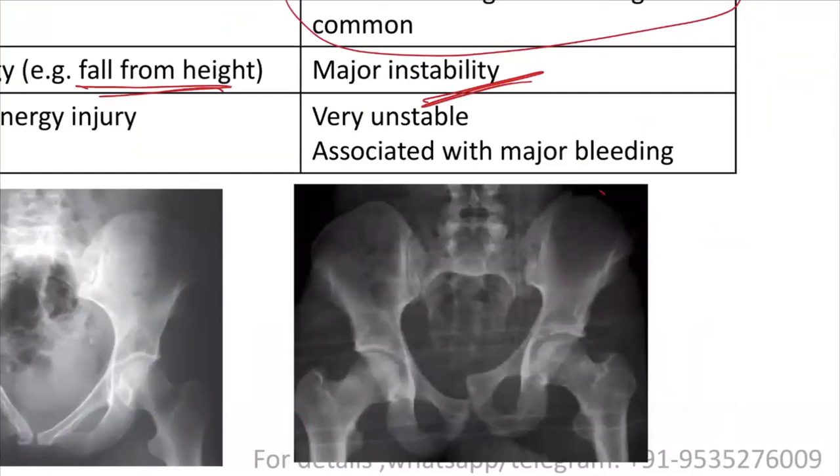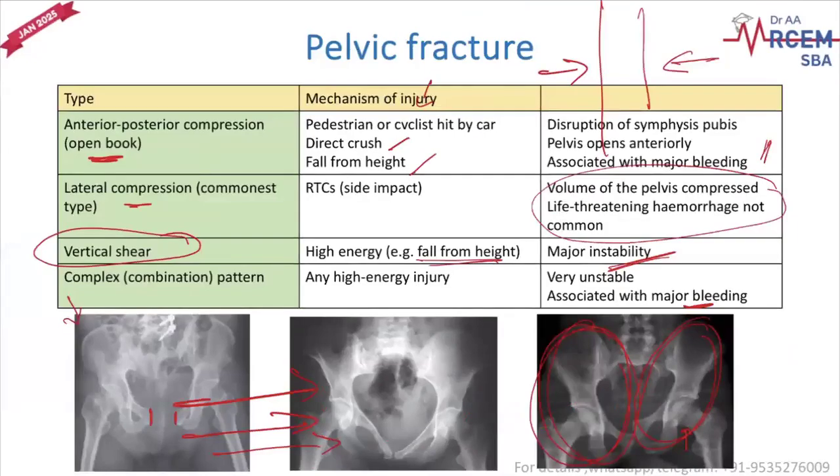You can see this is in the normal position. This one has gone upwards because you landed on your foot. It might be the left foot he has landed on. That's why the impact due to the energy has gone upwards. It's a vertical shear fracture, what we call it. This is highly unstable, can cause major bleeding in these individuals.